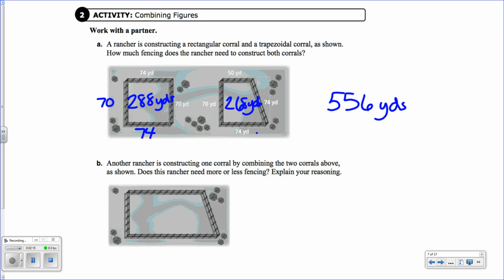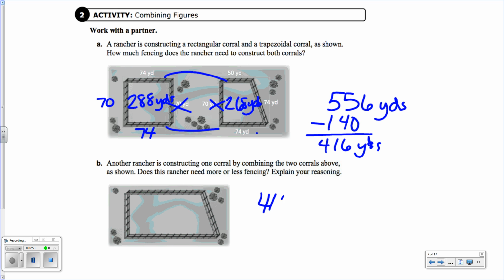Well, another rancher is building one corral, and he's combining the two corrals above. So on part B, here are these two corrals, and he has put them together. Does this rancher need more or less fencing? We would say he would need less because he doesn't need any of these fences that were on the inside. It says how much less does he need? We would not need this 70-yard side or this 70-yard side. If we subtract 70 plus 70, which is 140, from our 556, we get 416 yards. So now this rancher only needs 416 yards.